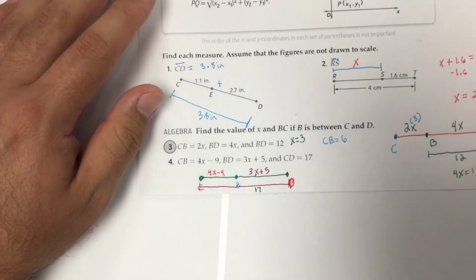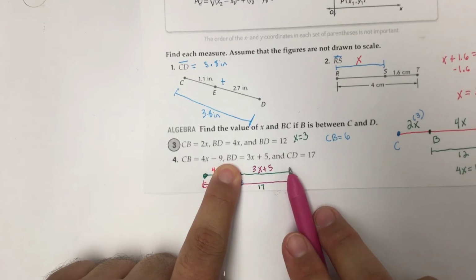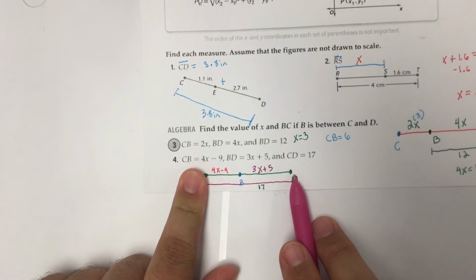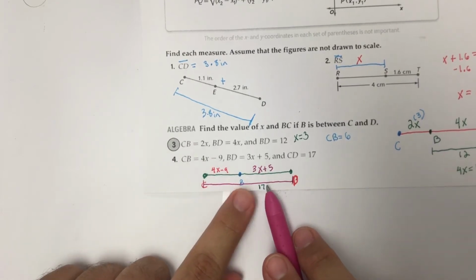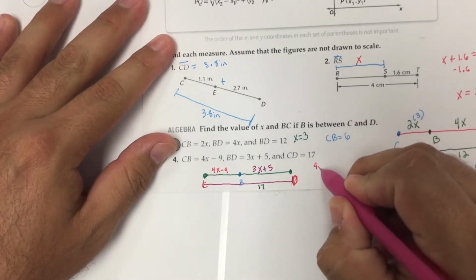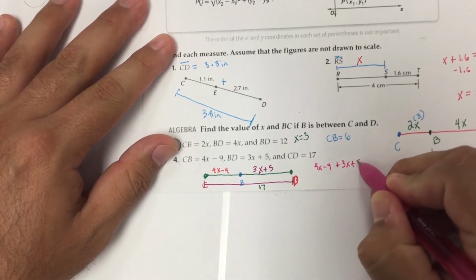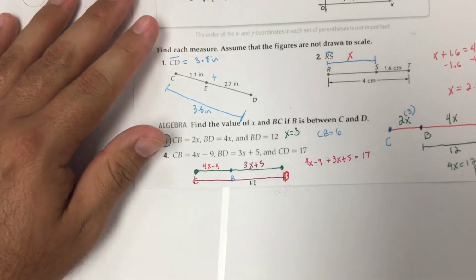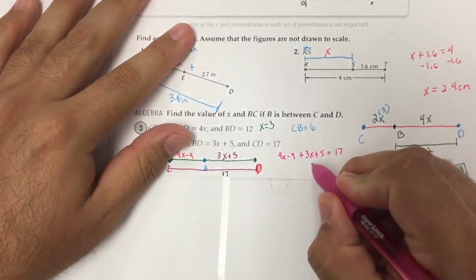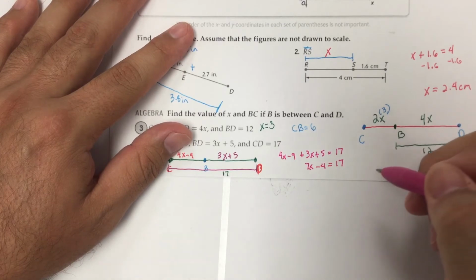Now, in this situation, what I want to do is, again, I have this piece of the line segment and then this piece of line segment. If I combine these two line segments, I get my whole line segment, right? Which we know is 17. So in mathematics, what does combine mean? It means to add. So here I have 4x minus 9 plus 3x plus 5 equals 17, right? That's what combine means. Then after that, it's just simple algebra, combine like terms. I get 7x minus 4 equals 17, right?